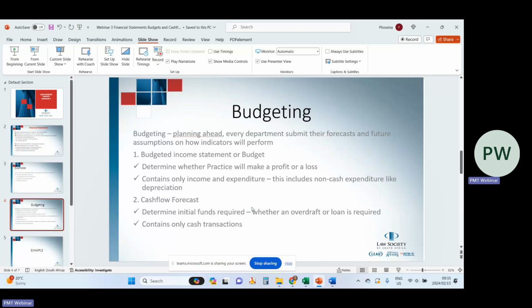But with myself, I call it a budgeted income statement. What does it have? Our income, our expenses, then we get our profit. Why is the income statement important? Like what we've discussed before, we can determine the firm's profit. It contains income and expenditure, so we are forecasting our income, how we expect to perform. If our income is seasonal, then we can show it accordingly.